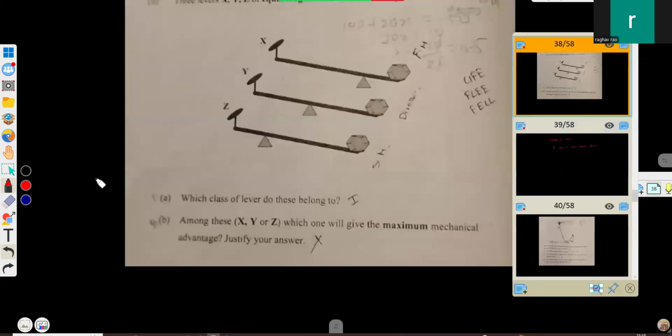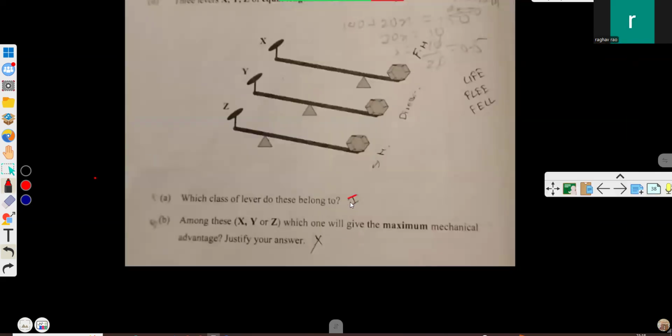Next, let us see this. Everyone is a class 1 lever. As you know, the fulcrum is present in the middle, with load and effort on either side, LIFE. That is, it is class 1. Among these, which will give you maximum mechanical advantage? Wherever the effort arm is larger, that is going to give you maximum advantage, that is X.